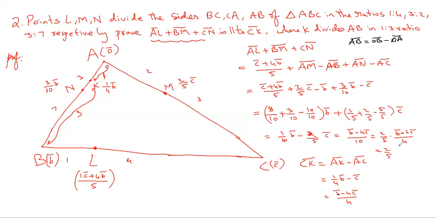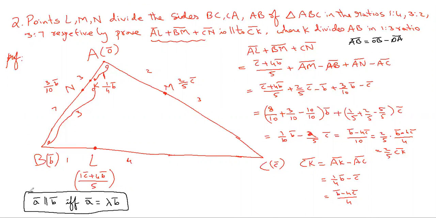Now this is 2 by 5 times this value, which we already got as CK bar. So this vector is equal to 2 by 5 times CK bar, and hence you can confirm that this is parallel to that. By the definition of parallel or collinear vectors, one vector is parallel to the other if one is a multiple of the other. Just write that definition also. A bar is parallel to B bar, or collinear to B bar, if and only if A bar equals some lambda times B bar. This is the definition, that's what we used. Make a note of it.